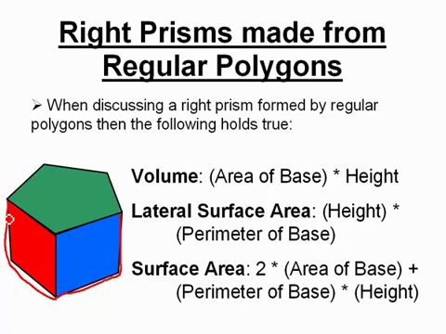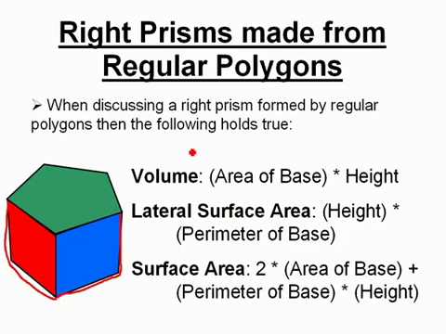Meanwhile, the surface area is 2 times the area of the base, because the polygons at the top and bottom are congruent. They're equally sized. So 2 times the area of the base plus the lateral surface area, so the perimeter of the base times the height.